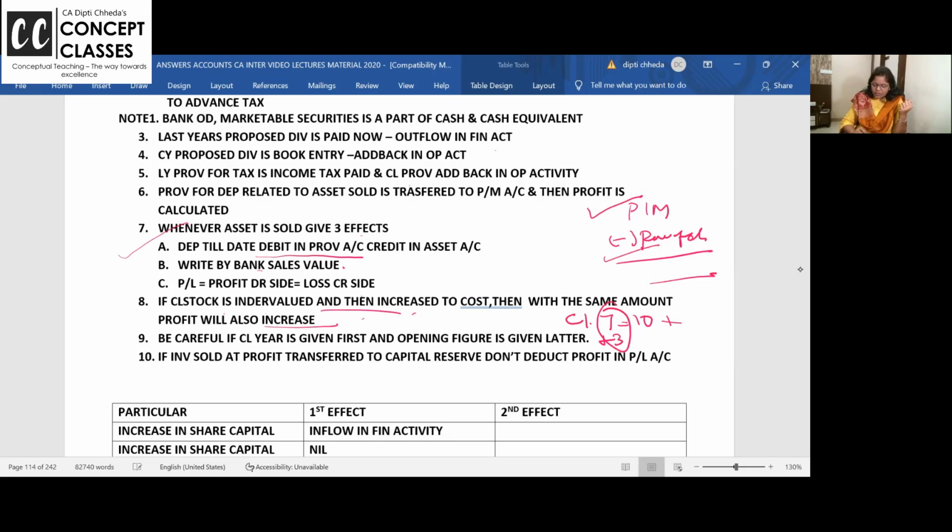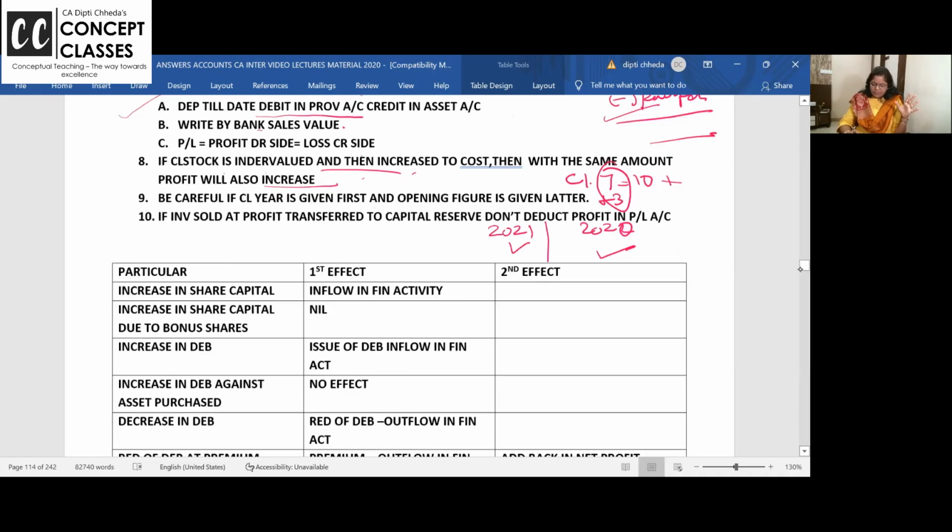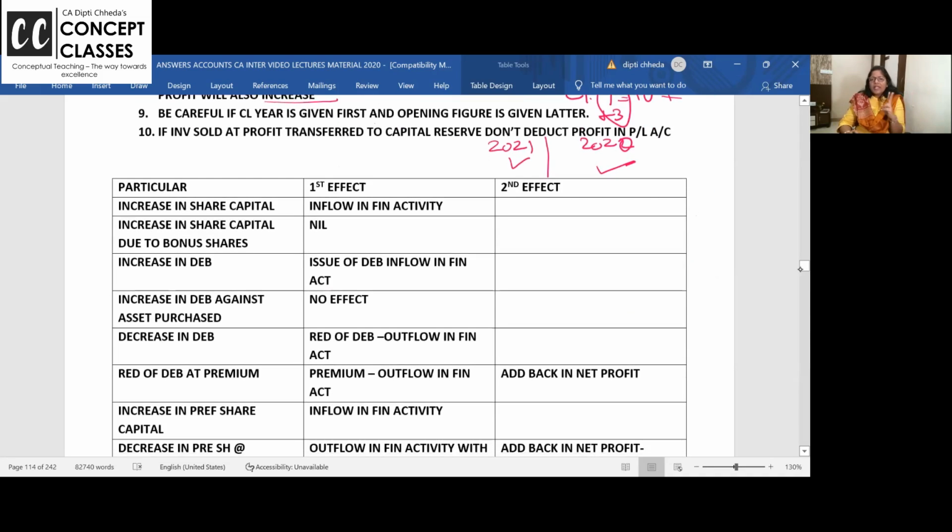Be careful if the closing year is given first and opening year is second. Yeah. In 2 balance sheets, so many times they give 2021's balance sheet first and then 2020. Now, this one is opening, this one is closing, otherwise it is gone. Be careful. Right. Now, they are giving you 2 balance sheets. You have to interpret what is the effect on the change in the balance sheet. So that's what first effect and second effect. Many times it's only 1 effect. Many times it is 2 effects. That's what we are checking.